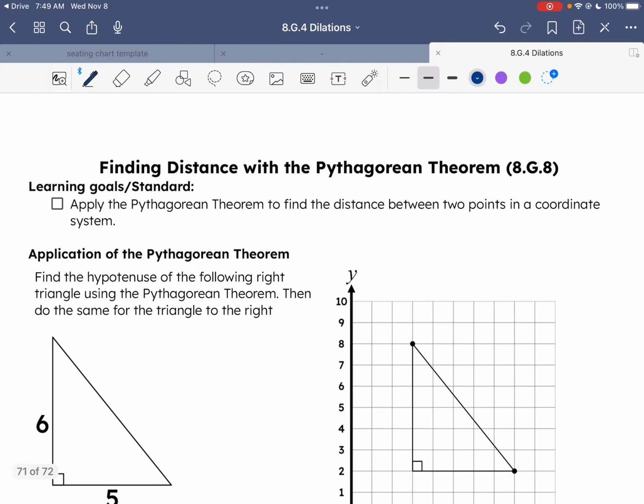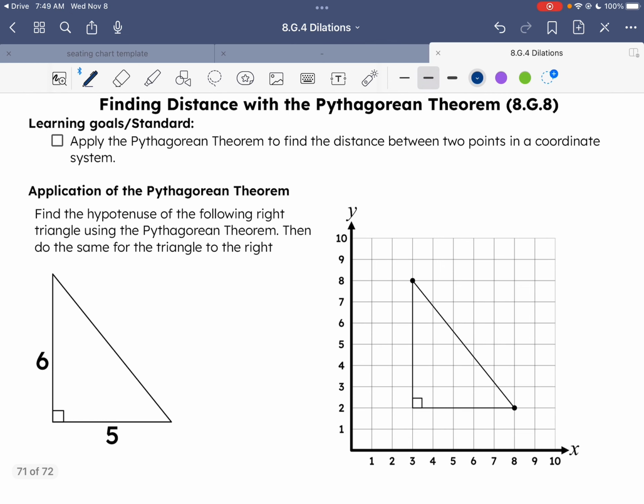In this video, we're going to learn how to find distance using the Pythagorean theorem. So we're going to take 2 points. We're going to draw a right triangle that connects those 2 points, and we're going to find the hypotenuse of that triangle, and that is going to give us the shortest distance between the 2 points.